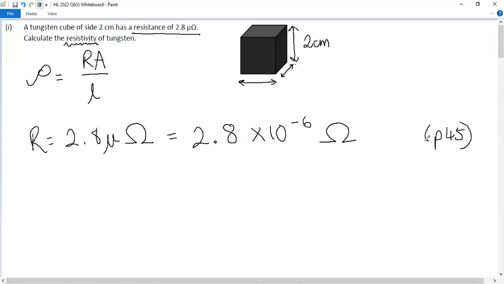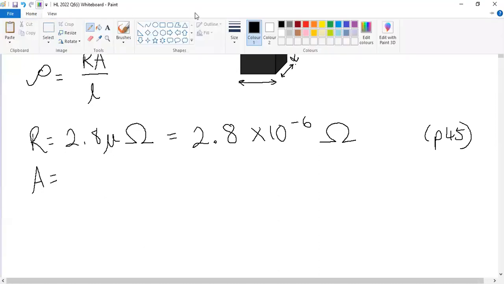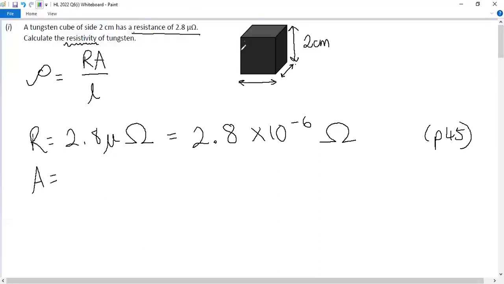You'll get to know that, and by the time you come to the exam, you'll be flipping straight into page 45 without even thinking about it. So we have our resistance, we actually have our area. Let's see if I can use a different color just to make this a bit more obvious. This is our cross-section area now, let's say. It's just one face of the cube, okay?